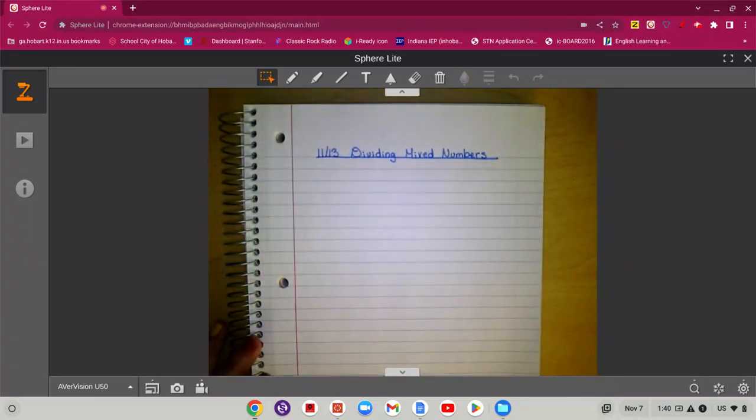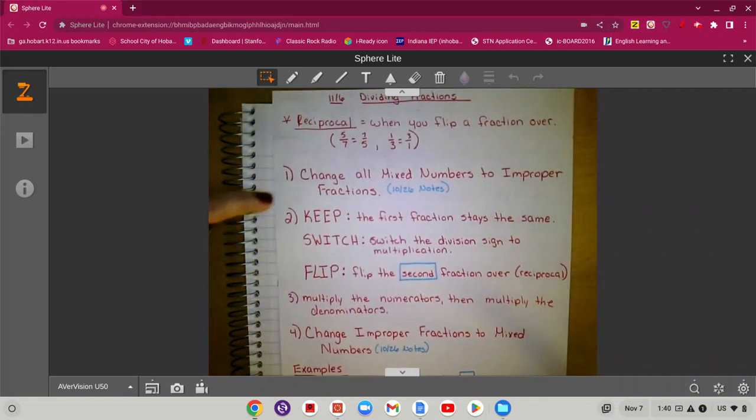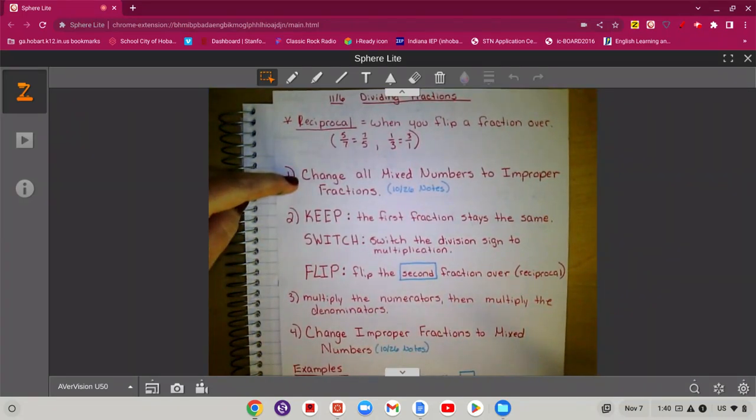So then what we're going to look at today is the last thing with our fractions and dividing. So in your notebook today, these are the notes you need to write. At the end, you're going to take a picture of them and submit them to the Canvas assignment titled Class Notes for 11-13, dividing mixed numbers. Again, we're following these steps. Change all mixed numbers to improper fractions.